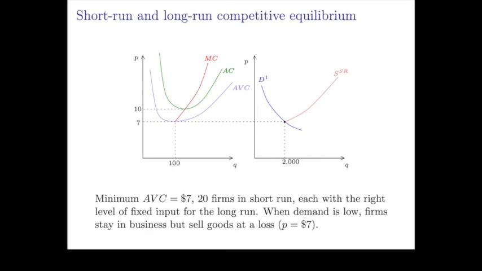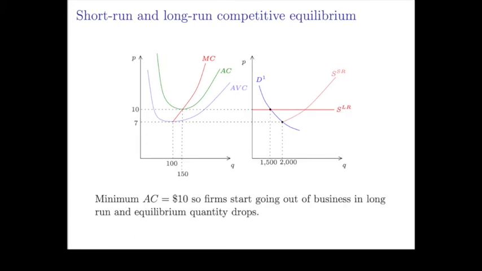Now all the firms are going to stay in business even though they're making a loss. The price is 7, each firm is producing 100 units, but the average cost is higher than 7. The average cost is here. So they're losing this much on each unit that they sell. So each individual firm is suffering a loss of this area. In the short run, they're going to stay in business because the price is equal to the minimum average variable cost, but in the long run, they're going to go out of business.